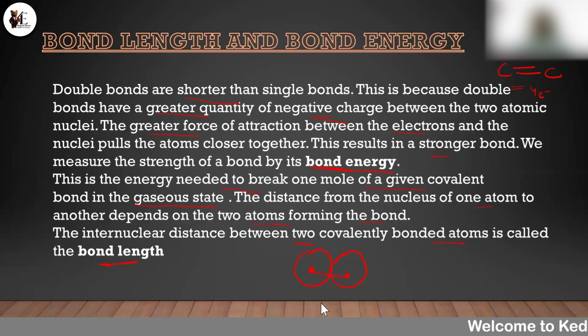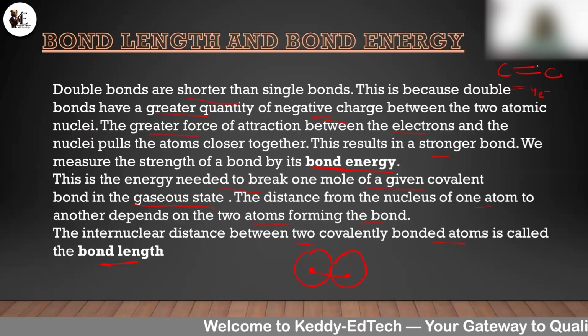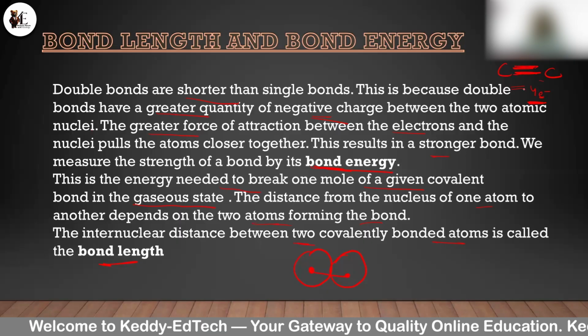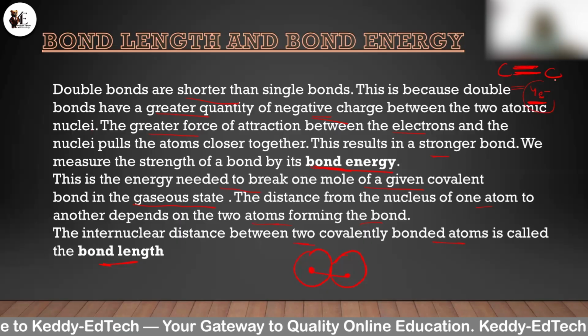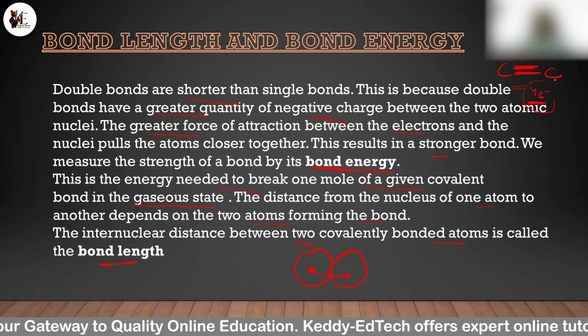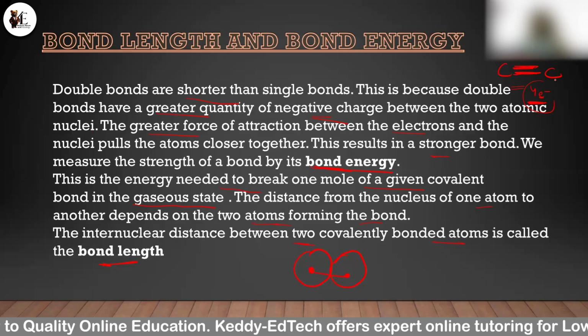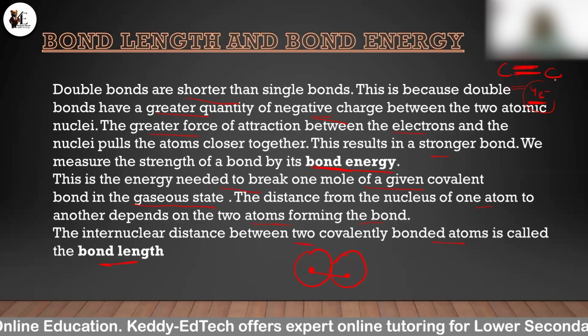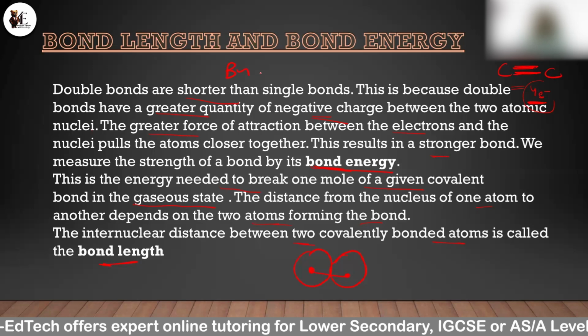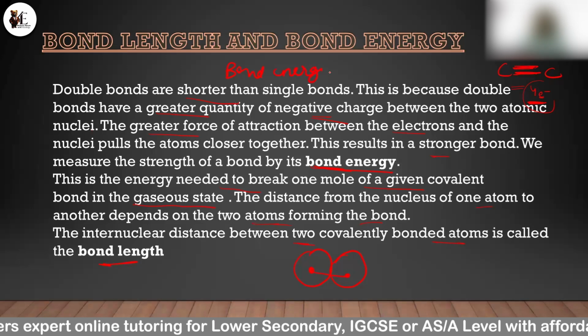Double bonds are shorter. Why are they shorter? Because they have a higher quantity of negative charge between them, because a single bond consists of 2 electrons only and a carbon-carbon double bond consists of 4 electrons. So this greater force of attraction between the electrons and nuclei pulls the atoms closer together, and if it pulls the atoms closer together, it results in a stronger bond, okay, and its bond length will decrease. So bond energy is inversely proportional to bond length.